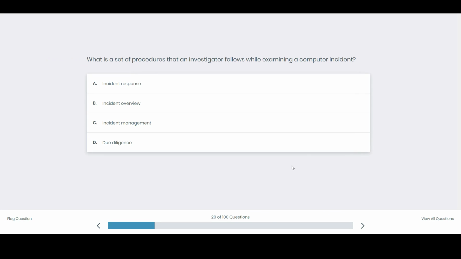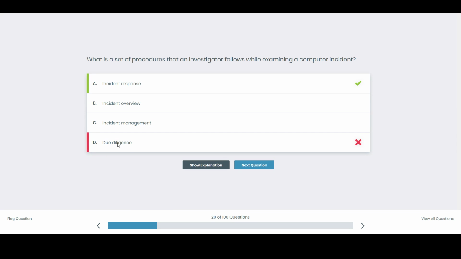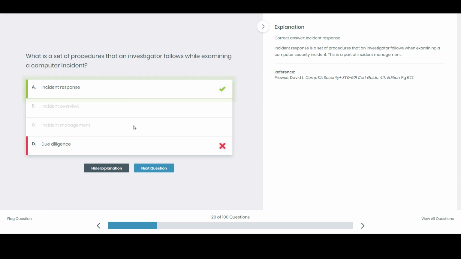Let's continue. What is a set of procedures that an investigator follows while examining a computer incident? Okay, what is the procedure? Incident response. Not this one. Incident overview. No. Due diligence. What is a set of procedures? I think incident response is different. Incident management is a different one. Let's see. This is a tricky one. I know the word incident is already there, but it's tricky. That's why it's tricky. Incident response is a procedure. Okay, yeah, that's my mistake. So incident response is the right answer to this question.